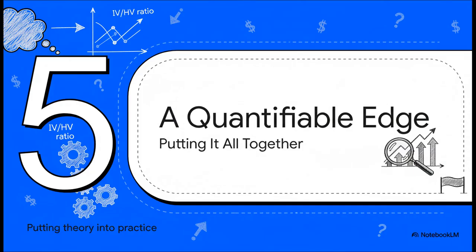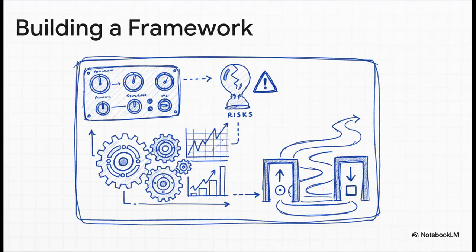Okay, so we've looked at the theory, we've walked through the strategy, and we've talked about the risks. So what's the big takeaway here? How do you put all this together? At the end of the day, the IV/HV ratio is not going to predict the future. It's not a guarantee. What it is, is a tool for building a disciplined framework. It's about looking at the context, knowing the risks you're taking, and playing the probabilities. It's about giving yourself a quantifiable edge.